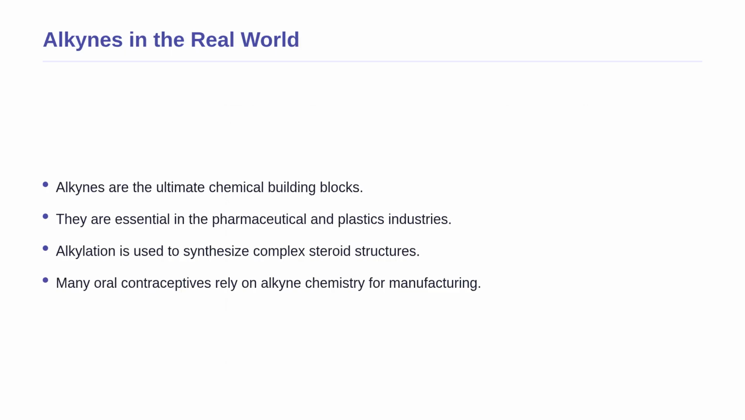Before we conclude, you might wonder why these specific reactions matter outside the classroom. Alkynes are the ultimate chemical building blocks. Because the triple bond is so reactive, and because terminal alkynes can easily be turned into carbon chain building nucleophiles, they are absolutely essential in the pharmaceutical and plastics industries. For example, the active ingredients in many oral contraceptives are synthesized using the exact alkyne alkylation process we learned today to build their complex steroid structures. Without this chemistry, manufacturing these life saving drugs would be incredibly difficult and expensive.